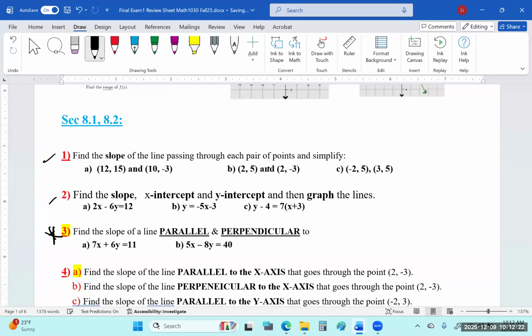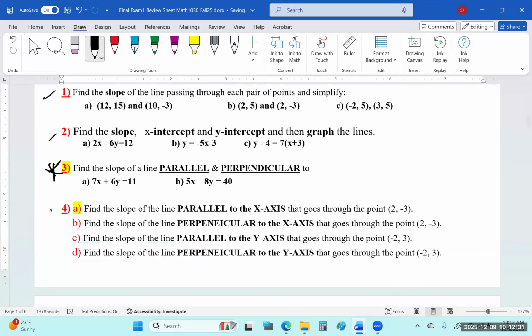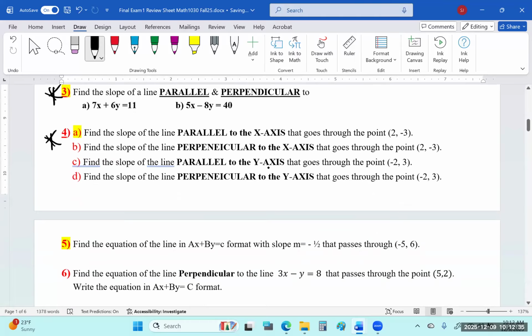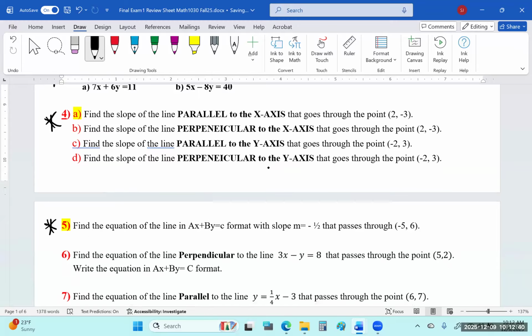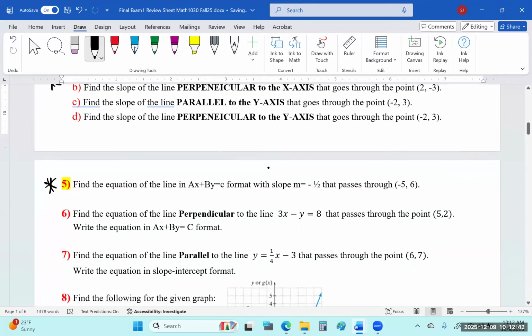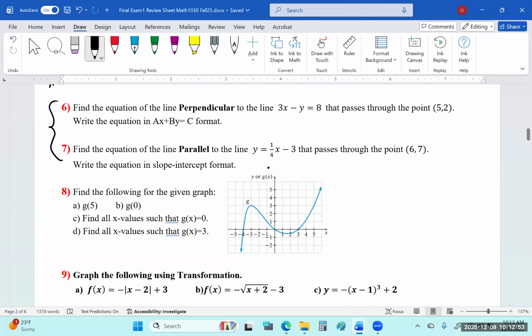But this one comes every semester. What's the slope of the parallel line or what's the slope of the perpendicular line? And then one of these definitely comes. This one mostly always comes. Find the equation of the parallel or perpendicular line. I have to check if it always comes or sometimes comes. This one sometimes comes.